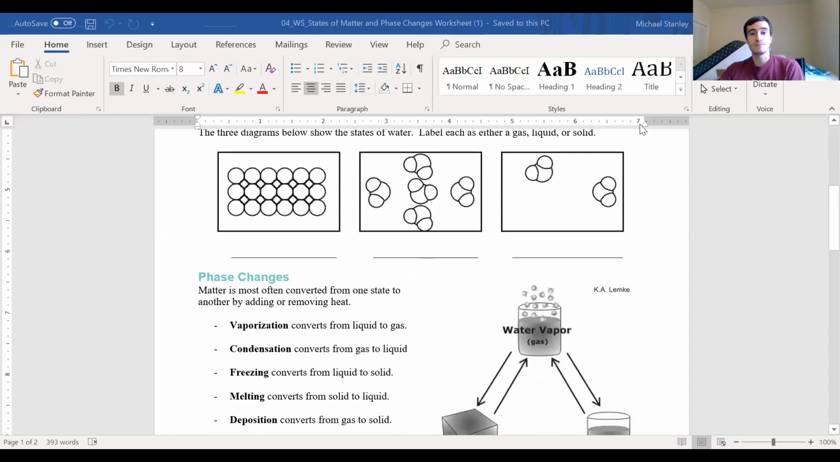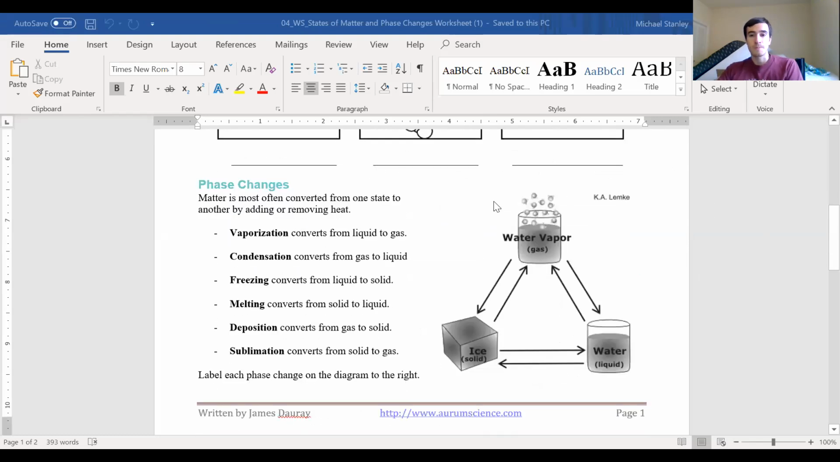For the first part of it, you have these 3 different pictures of particles, and you have to label whether they are a liquid, a solid, or a gas. You then have this little triangle of solid, liquid, and gas down here. And so you have to label each arrow in between them with the correct name of the phase change that goes there.